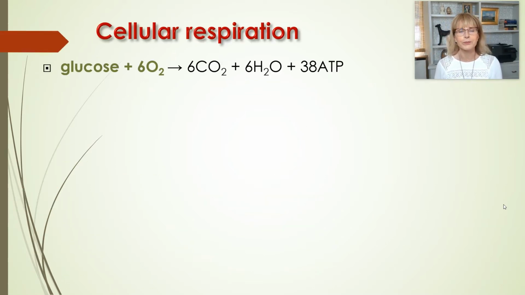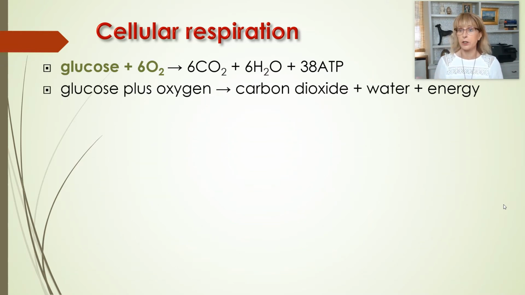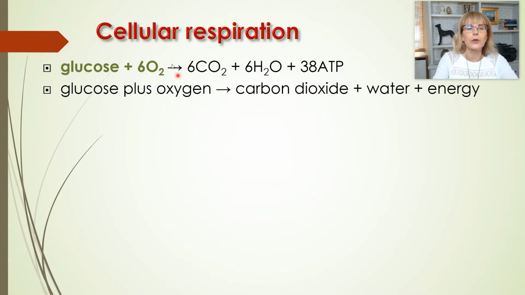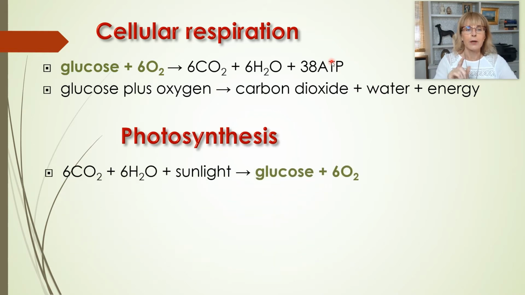So let's get going. Let me remind you that this is the formula for aerobic cellular respiration. With aerobic cellular respiration, we start with glucose and oxygen, and then with multiple biochemical reactions, at the end, we end up with carbon dioxide and water and energy, right? Now, what about photosynthesis? What did we end up with here at the end? Carbon dioxide, water, energy.